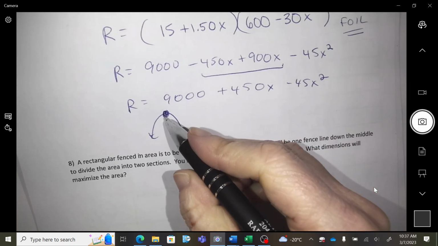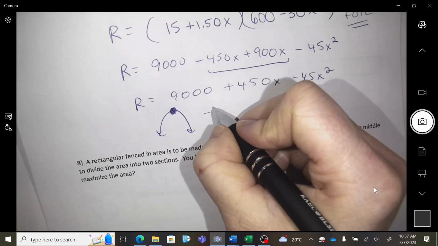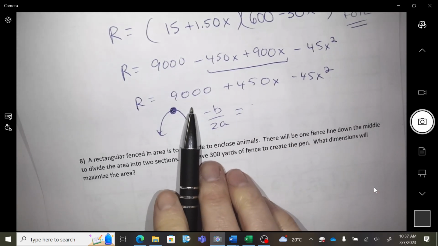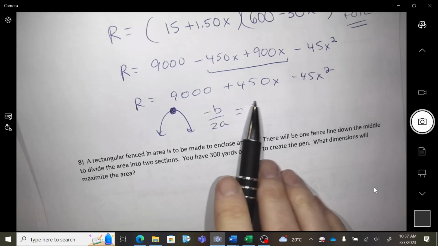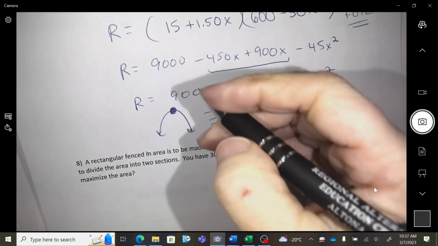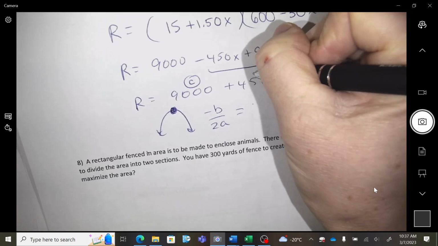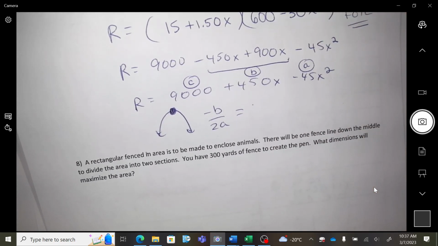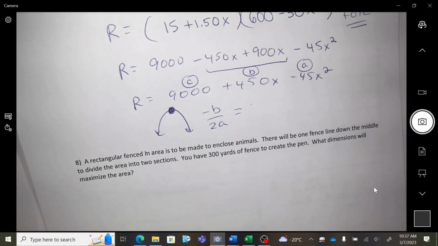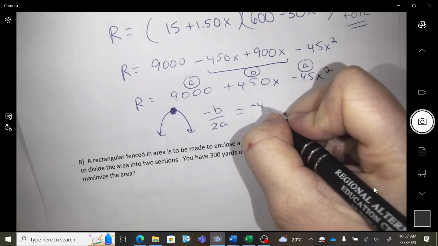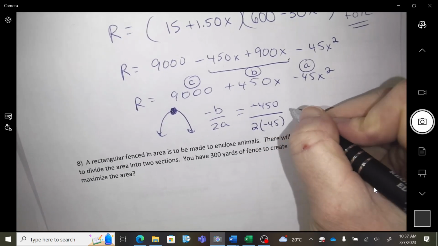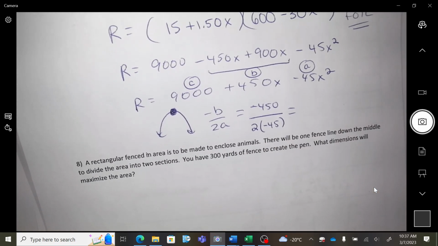How do you get the vertex? Negative b over 2a. Do you notice how I don't have mine written a, b, c? This is really the c here. This is a b. This is the a. Okay? It didn't come out in order, but make sure I know which one's which. So negative 450 divided by 2 times negative 45. 2 negatives will come out positive, right?